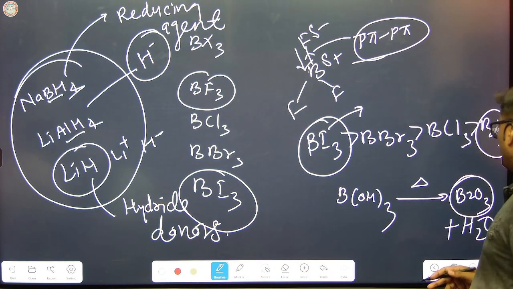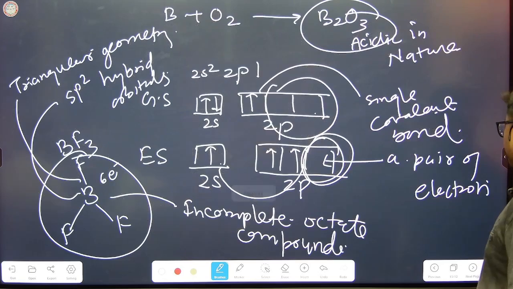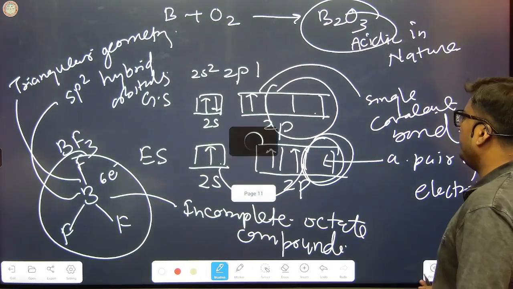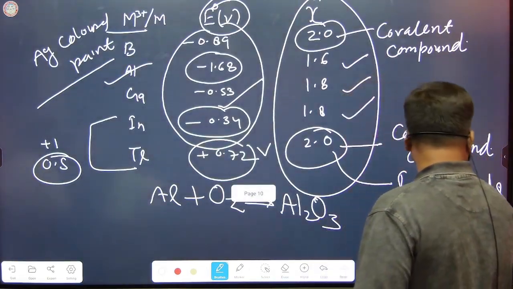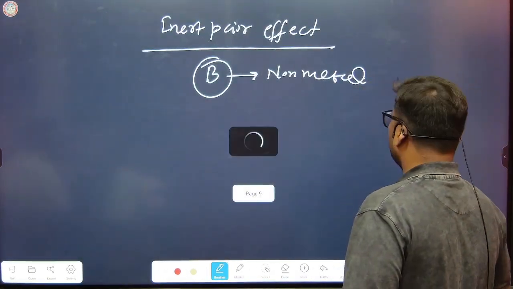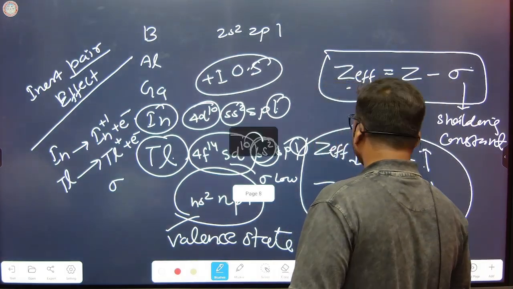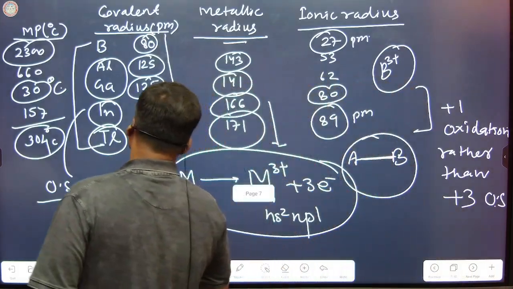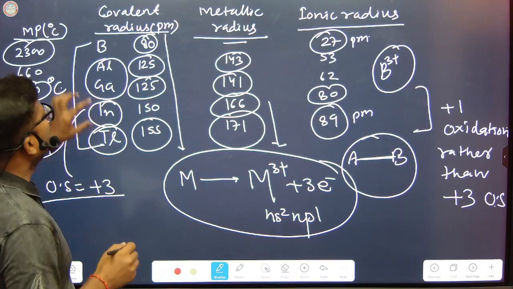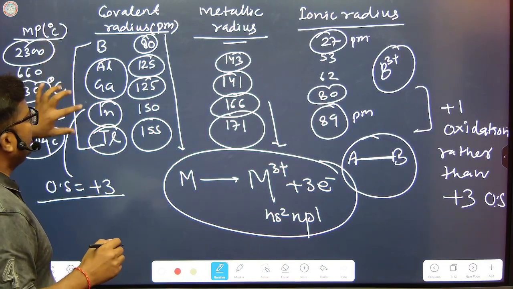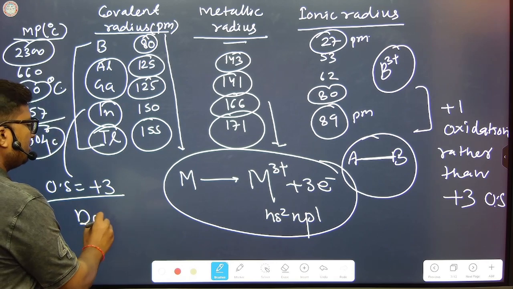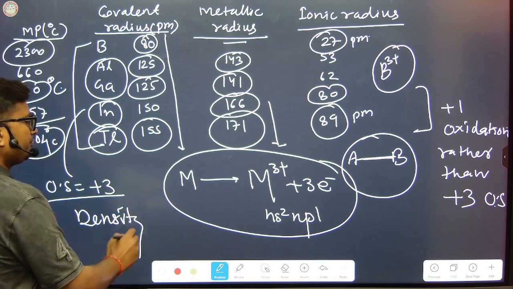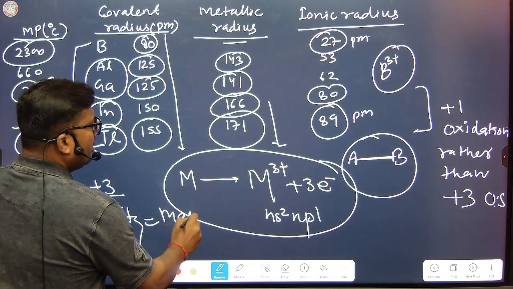That can be understood through proper correlation of the physical parameters. Okay, so one last point of this family is density. So this is the last point actually. Now what do you expect for density? Boron, aluminum, gallium, indium, thallium. Density means mass upon volume.